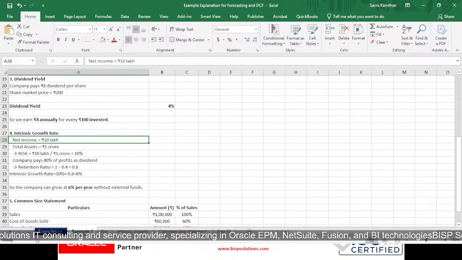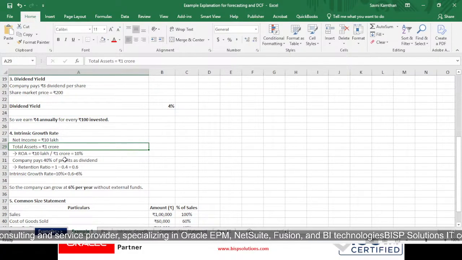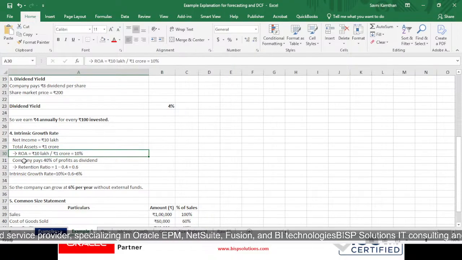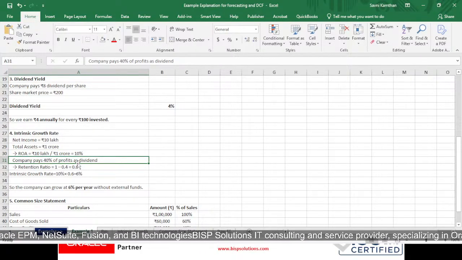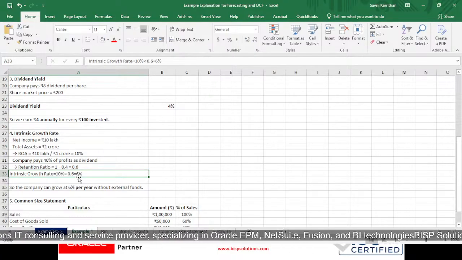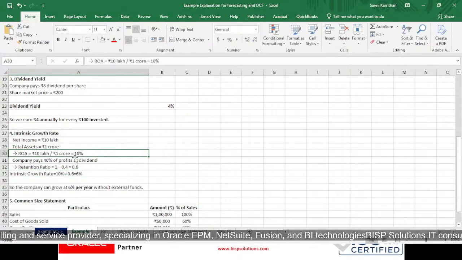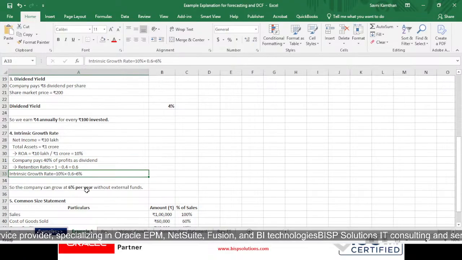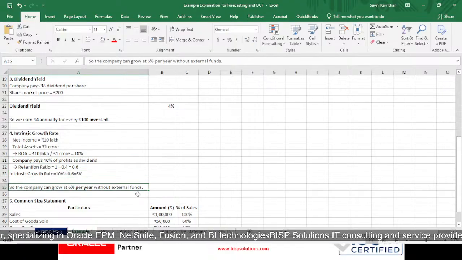So for example, let's suppose our net income is 10 lakh and our total assets is 1 crore. If we want to check ROA, we do net income divided by total assets, and we get 10% ROA, where the company pays 40% of profits as dividend. So our retention ratio will be 1 minus the dividend payout ratio of 40%, so we convert it to 0.4, and then we get 0.6. So the intrinsic growth rate will be calculated as 10% ROA into 0.6, which gives us 6%. So the company can grow at 6% per year without external funds.